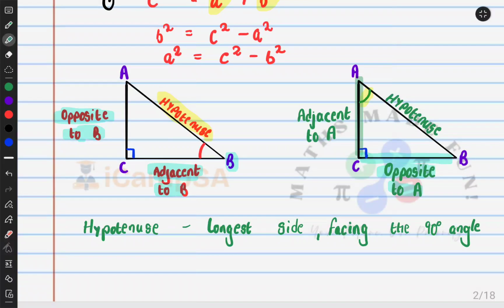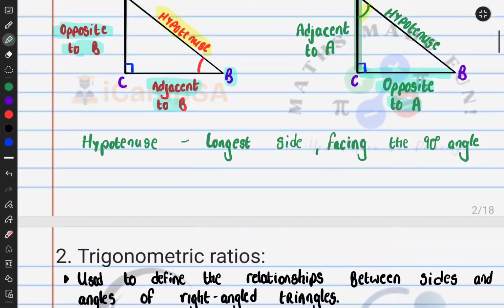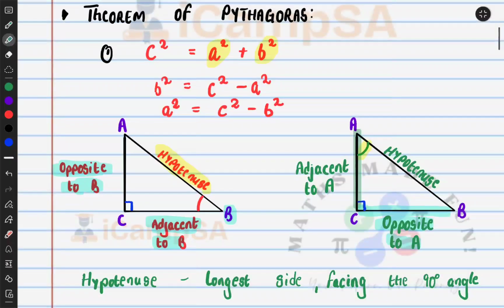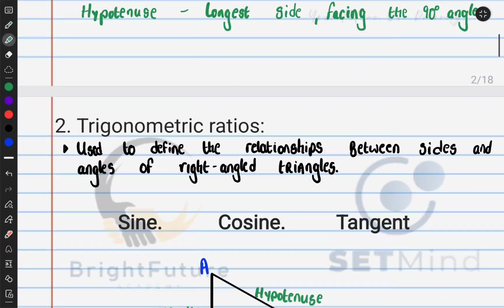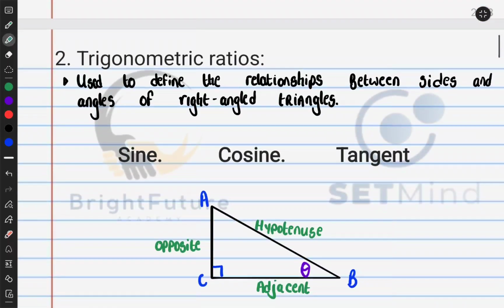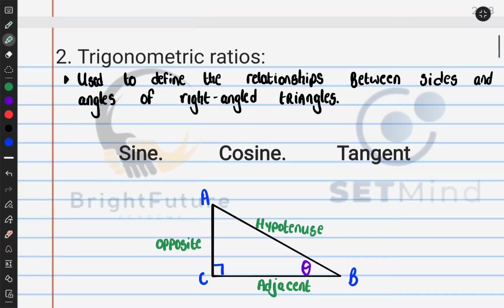I hope you understand the adjacent and the opposite side, that those two depend on which angle we are dealing with. So yes, that is that for now: the opposite side, the hypotenuse side, and the adjacent side. Let's go ahead now and talk a little bit about trigonometric ratios.